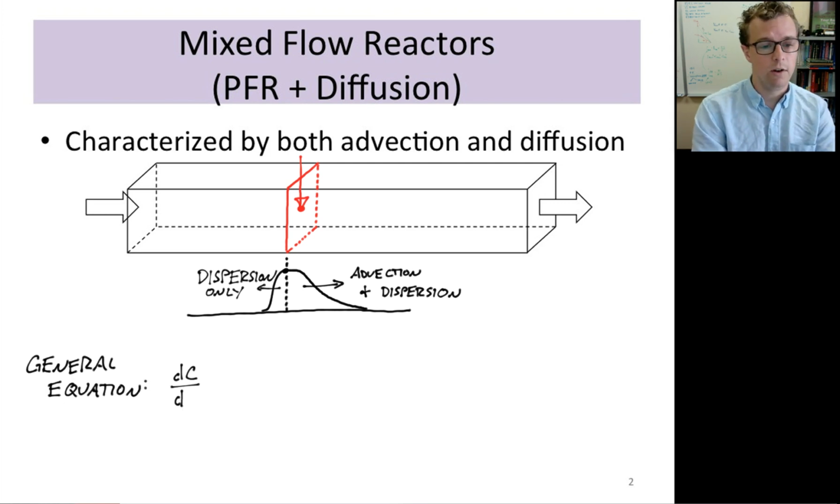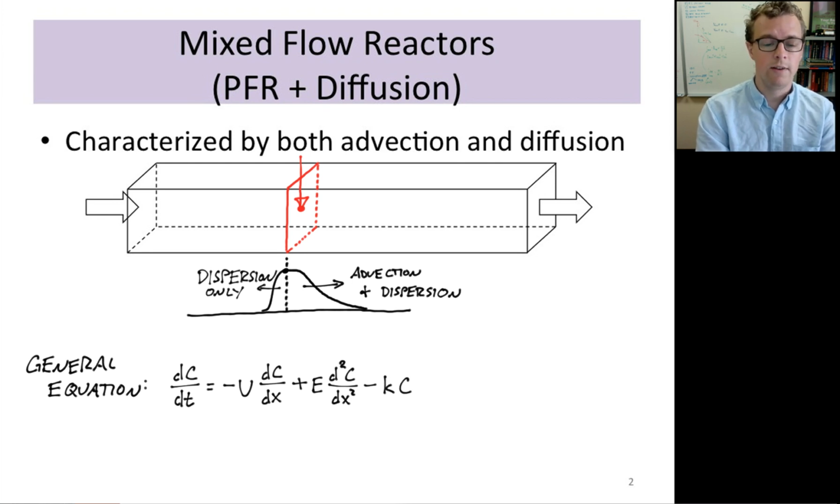Now, what does our general equation look like? This is our advection dispersion equation that we drew out before. And you notice I've got a first order reaction term in there as well, that minus Kc. And so we'll go ahead and apply this general equation to a couple of problems here.